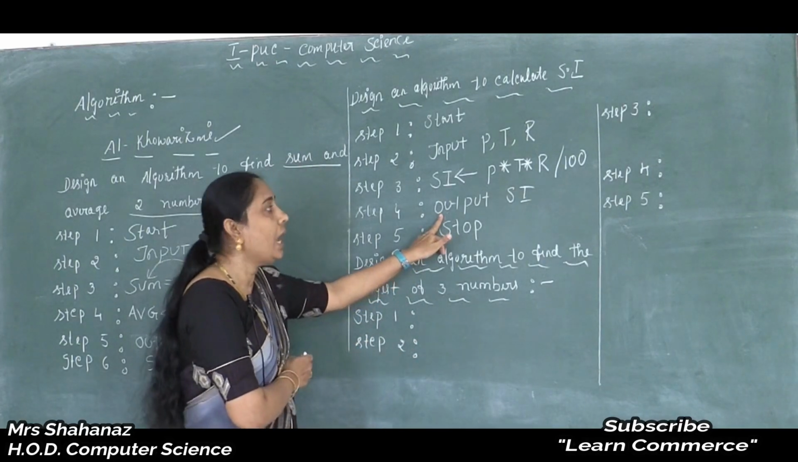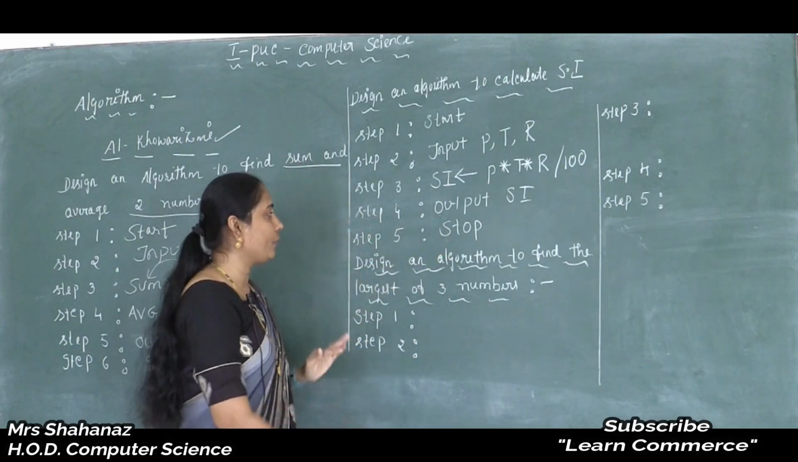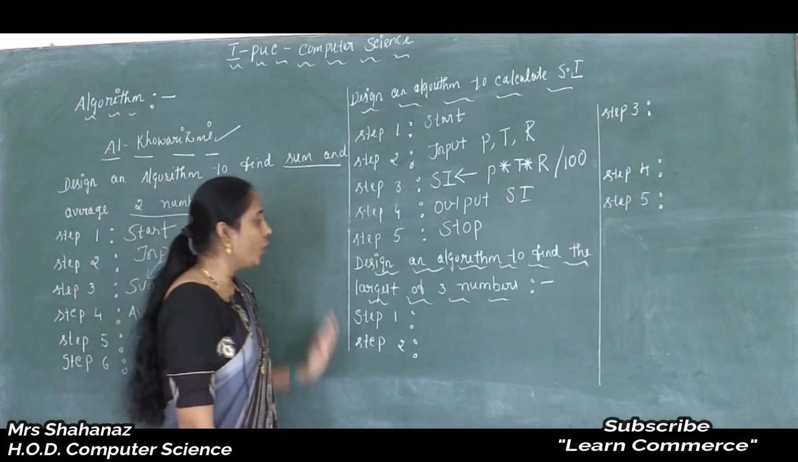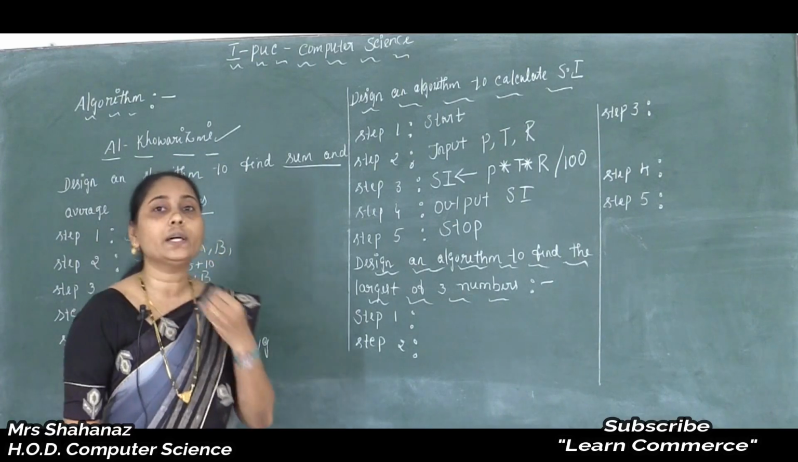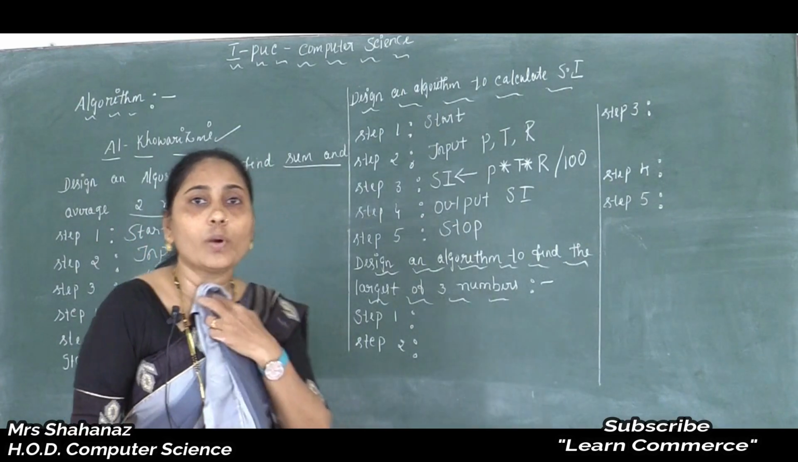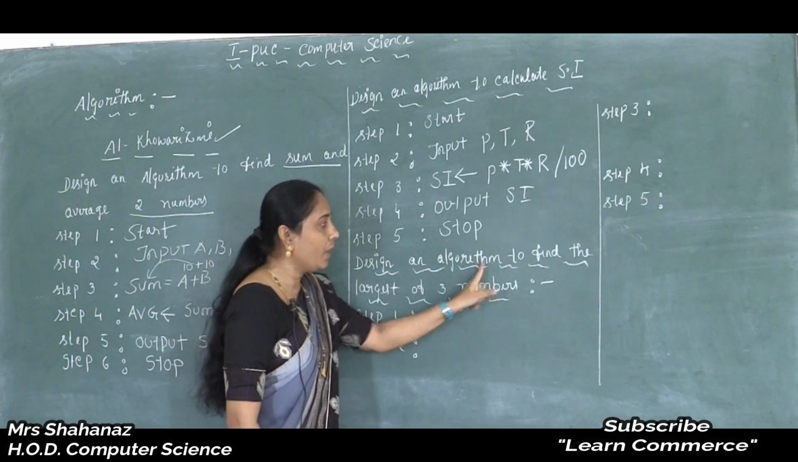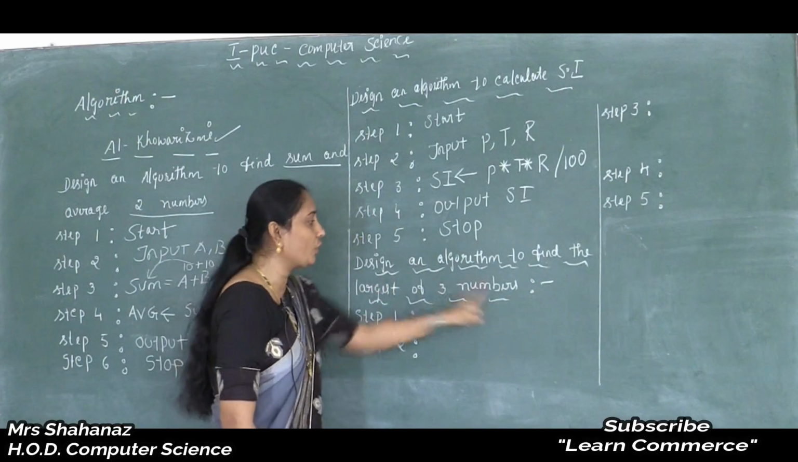Afterwards we'll get the output of the simple interest, and finally we can stop the algorithm. Okay? Now the next one, the third algorithm. What's the question of the third algorithm? Design an algorithm to find the largest of three numbers.